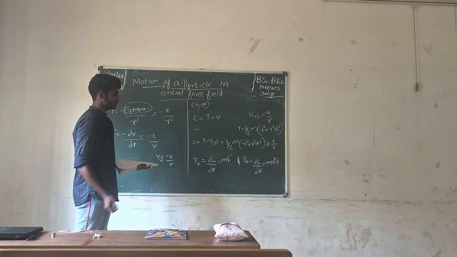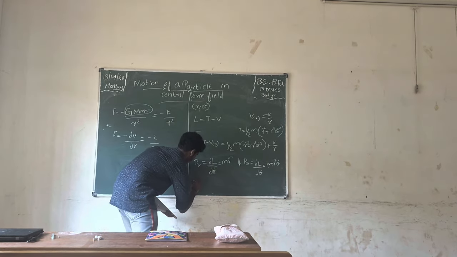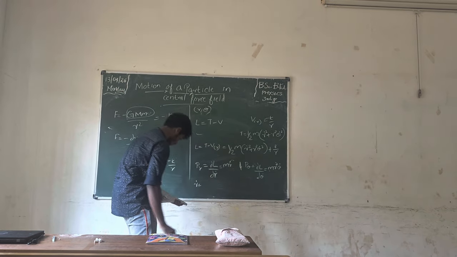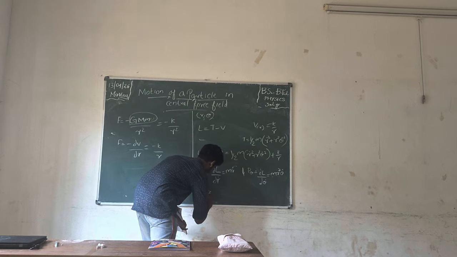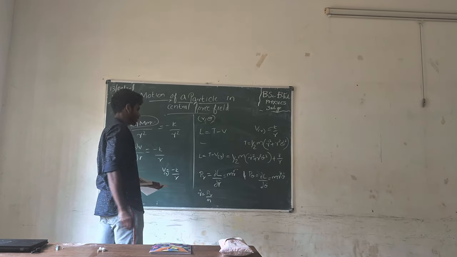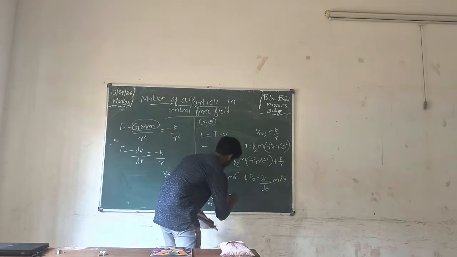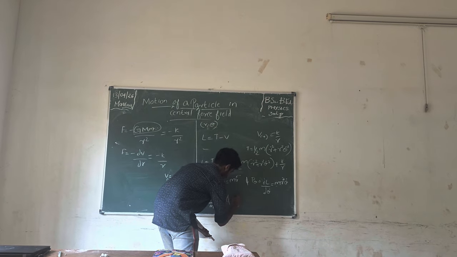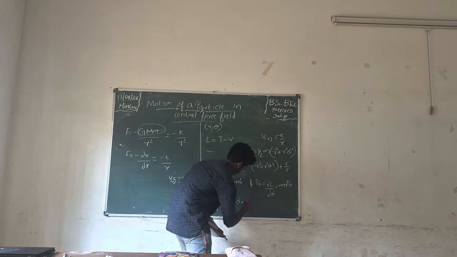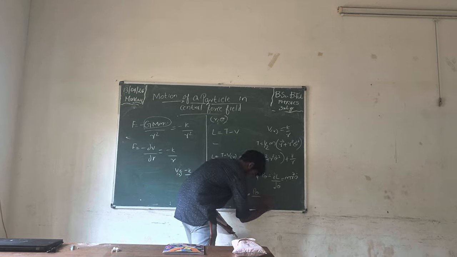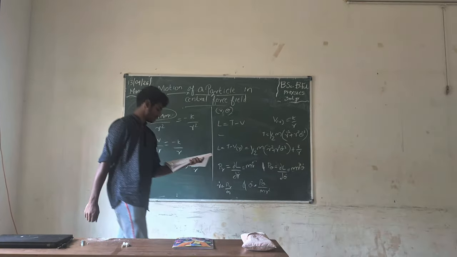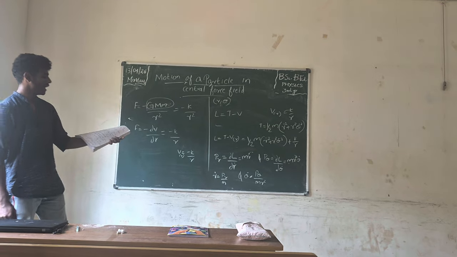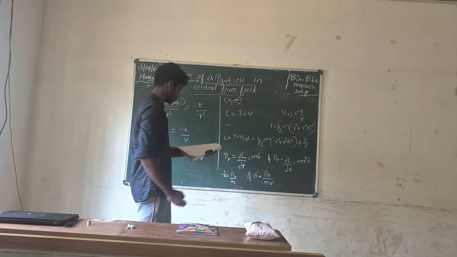From here we can find the values of r dot and theta dot, right? How can we write the values of r dot and theta dot? r dot is equal to p r by m, and theta dot is equal to p theta by m r square. So these are the two values, r dot and theta dot.